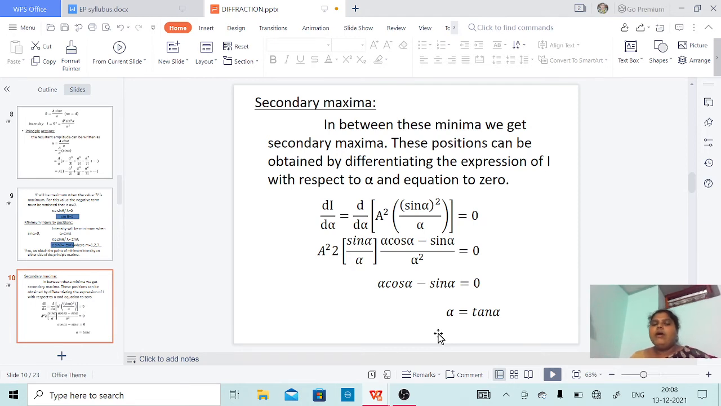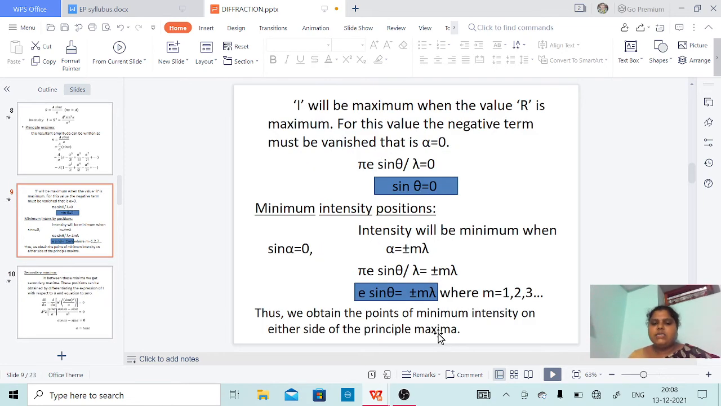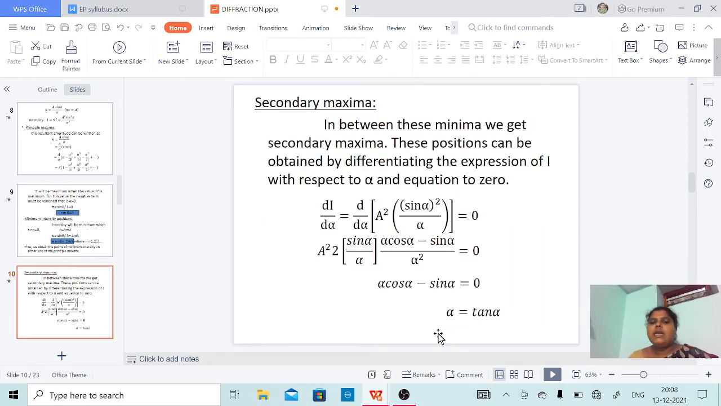Understood? For the central maxima, on either side of the maxima, we get the minima. The minimum intensity is obtained on either side of the principal maxima. In between these minima, we get a secondary maxima. I will show a diagram and you can definitely understand.